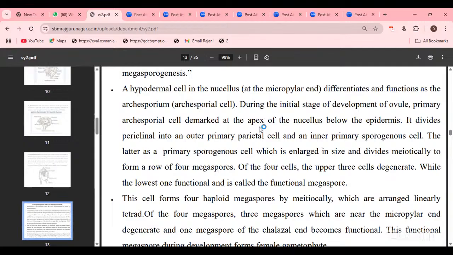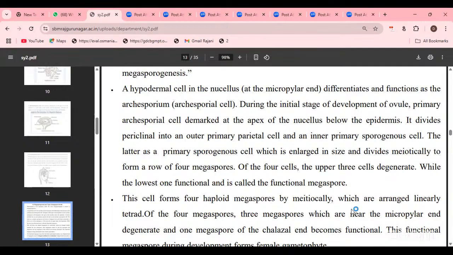It divides periclinally into an outer primary parietal cell and an inner primary sporogenous cell. The primary sporogenous cell enlarges in size and divides mitotically, forming a row of four megaspores.